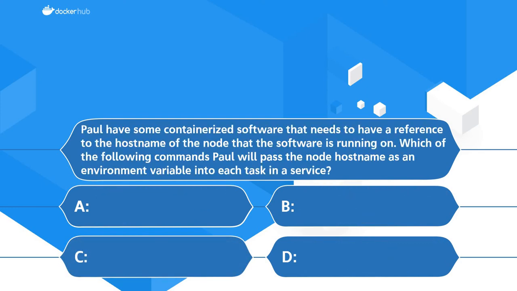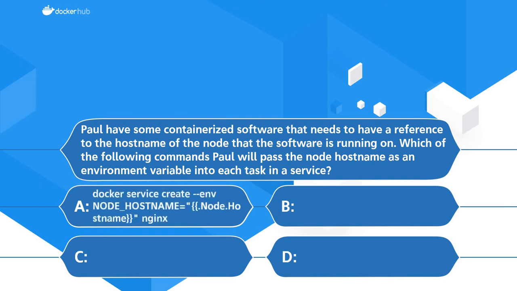Paul has some containerized software that needs to have a reference to the host name of the node that the software is running on. Which of the following commands will pass the node host name as an environment variable into each task in a service?